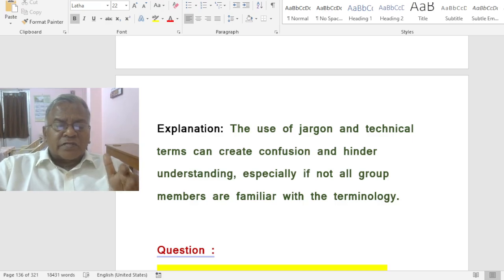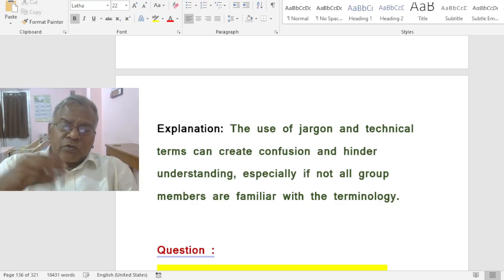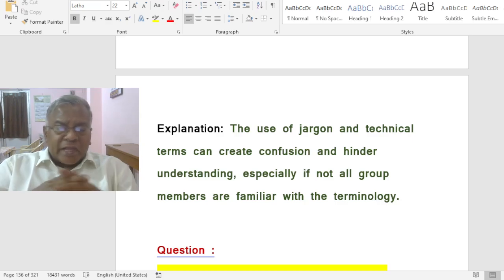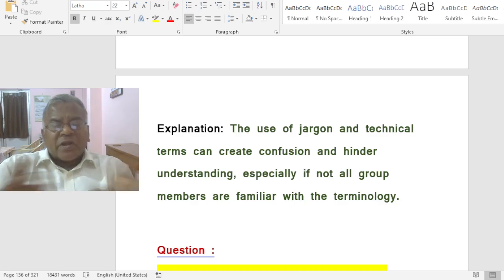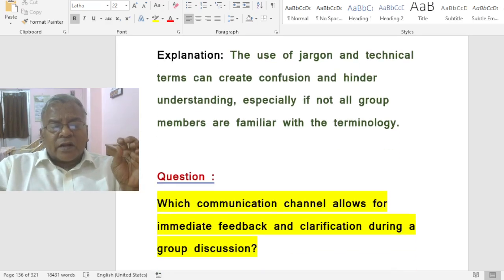terminology. For example, people belonging to the chemistry discipline can have all sorts of technical terms, and they can understand each other. If those technical terms were used in a group of math students, they may not understand because the disciplines are different. So that becomes jargon and technical terms. It will create confusion and hinder understanding among math students. I hope you understood this. So the use of jargon and technical terms can create confusion and hinder understanding.